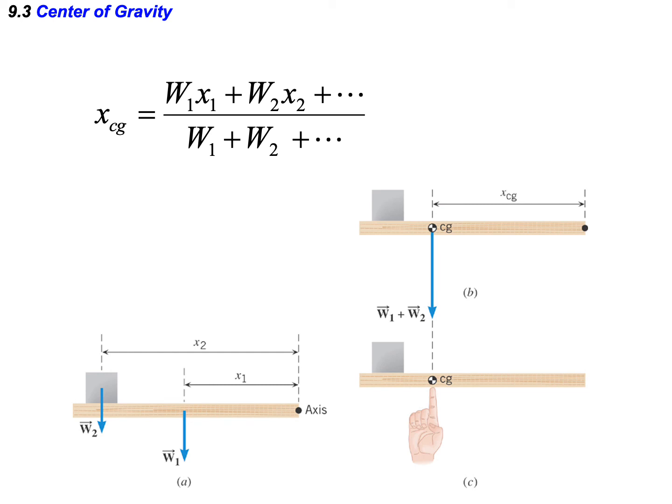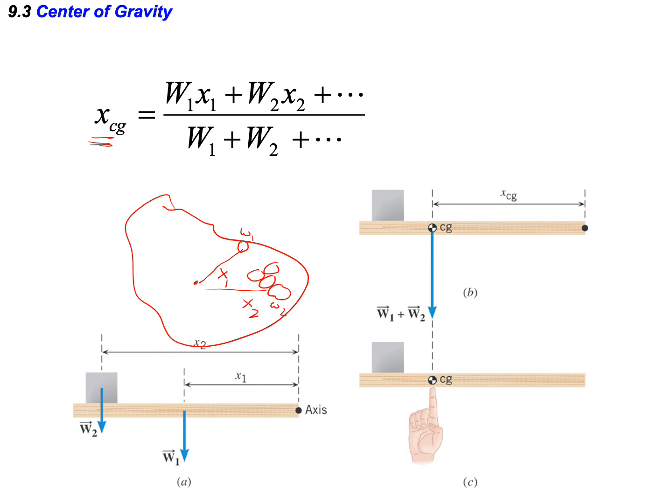Okay, we have a formula to calculate the center of gravity. If you have an irregular shape, you split it into W1, W2, and if this is the center of gravity, this is X1, this is X2. So this object can be split into small sections, masses, and we can measure the length. Using this equation, we can get the center of gravity of this object.